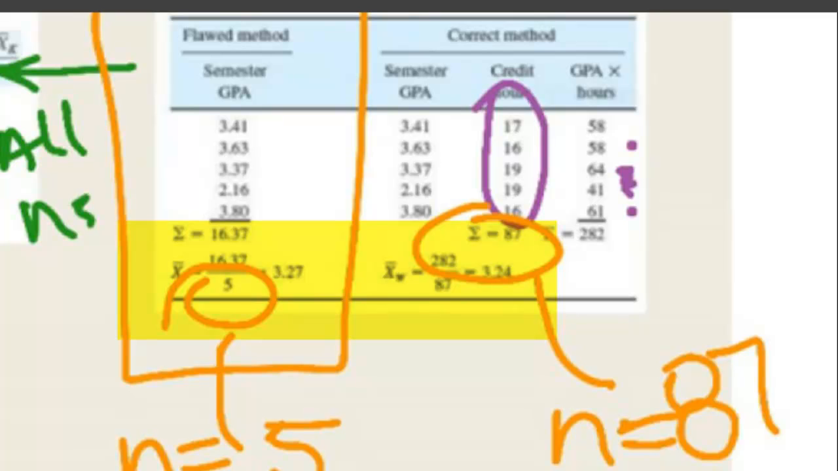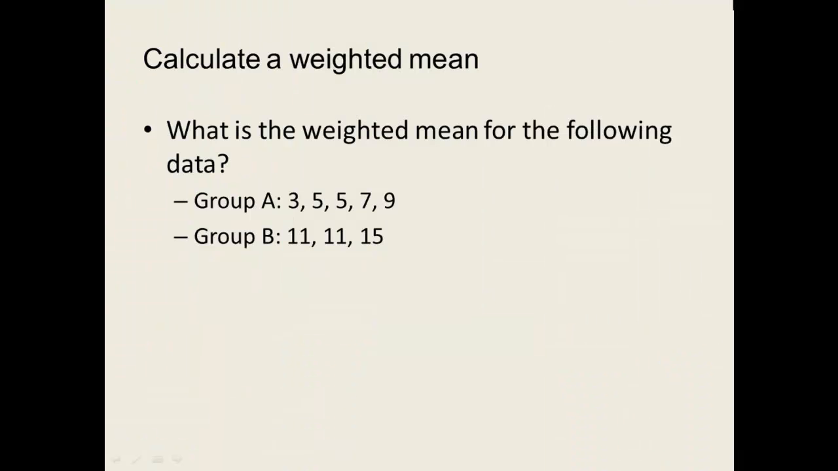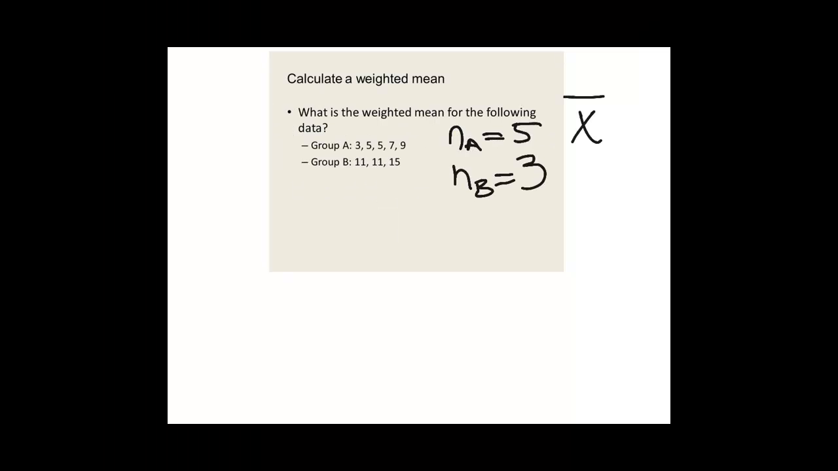Let's practice calculating a weighted mean. In this example, there are two groups. Group A has an N of 5. Group B has an N of 3. I would expect an average, well, definitely between 3 and 15, and I would anticipate the weighted average to be closer to the low end. I'm guessing around 7 to 8.